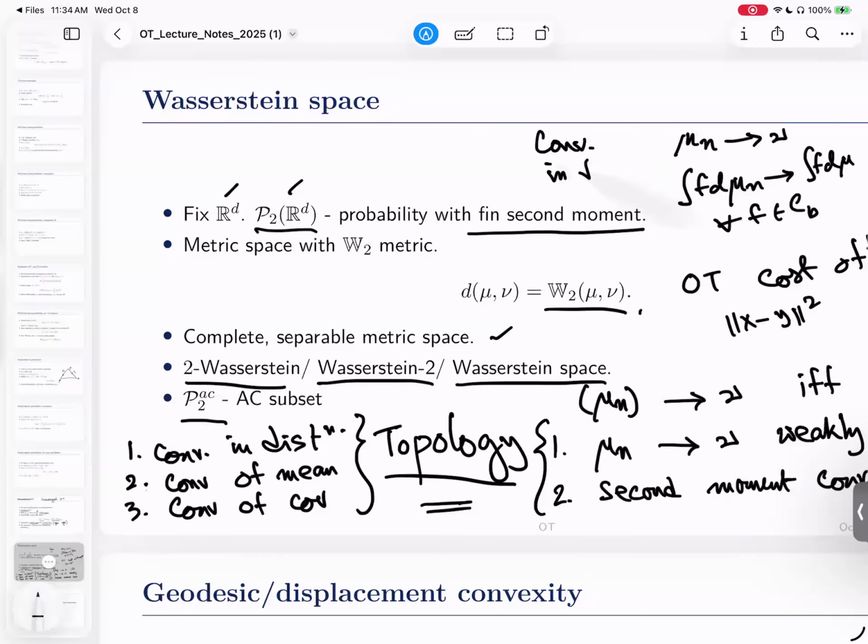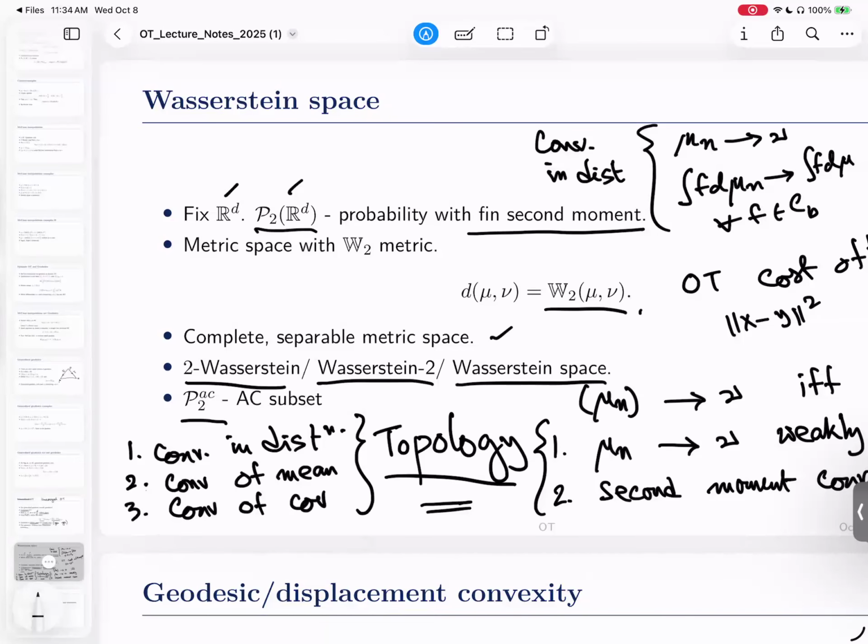Maybe I started these things in measure theory. In measure theory, you would call this weak star convergence. But in probability or statistics, this is called weak convergence or convergence in distribution. What does convergence of mean mean?